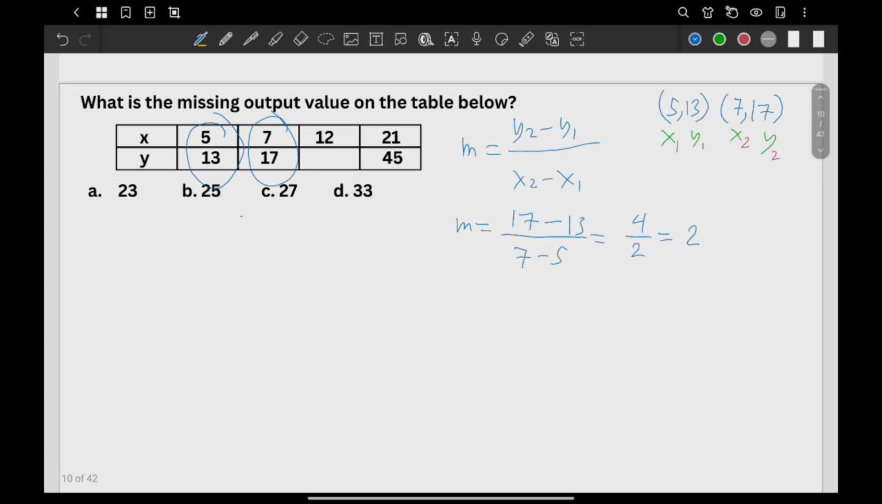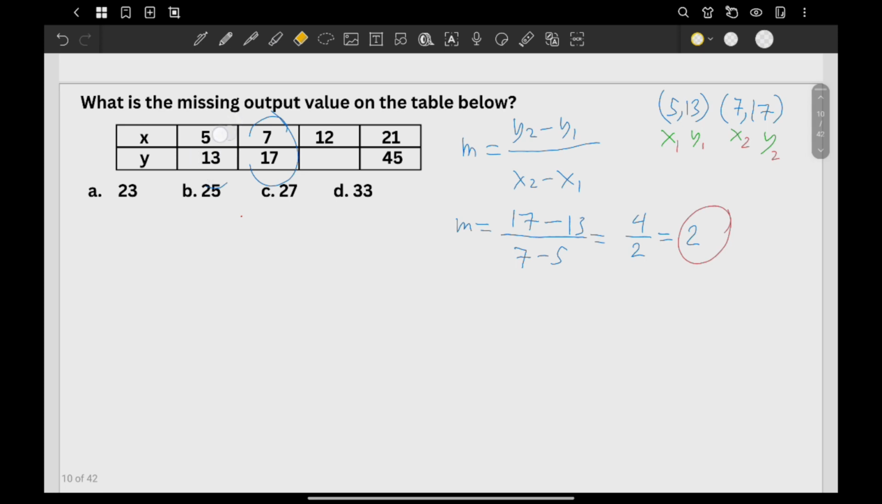Actually, in the solution in the Canva reviewer, the solution is kind of long, right? But let's try a different approach. Using this slope, 2, let's solve the value of the missing output here, or the missing value of y. Now, how do we do it, sir?